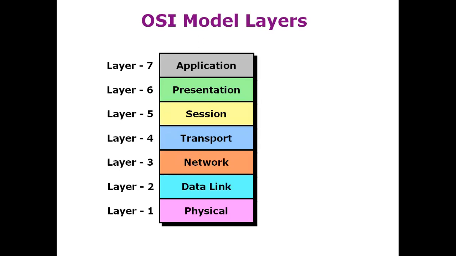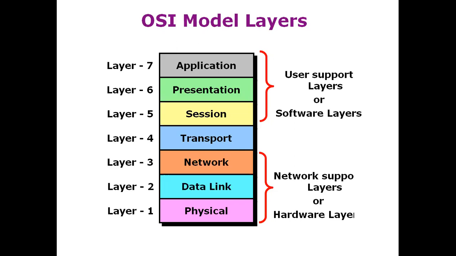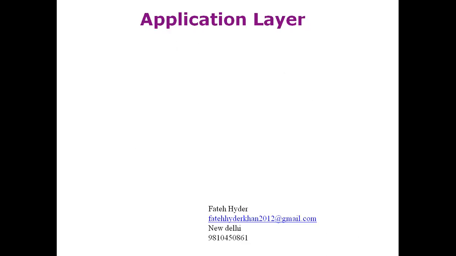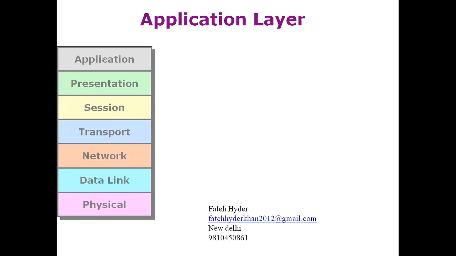See, application, presentation, and session are called software layers. And network, data link, and physical layers are our hardware layers. And transport is our core layer. Now we are going to understand about the application layer.